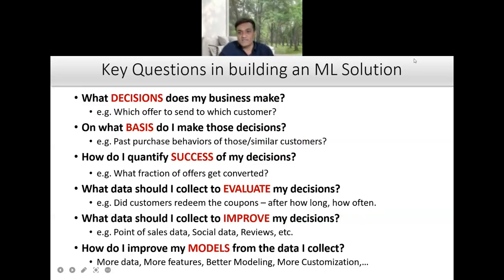Now again, as a data scientist or maybe an AI engineer, there are lots of questions one needs to ask before building any machine learning solution. Usually we take it in a theoretical way. We understand the theory, develop a model, write code and forget it. But there are lots of questions we need to ask for any problem we try to solve. What decision does my business make? Which offer to send to which customer? So first of all, decisions are very important.